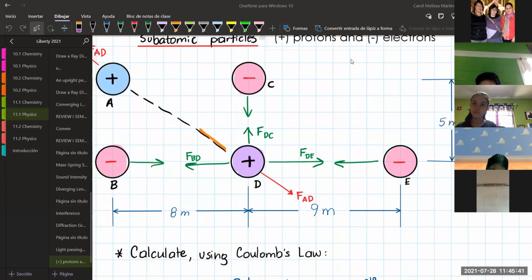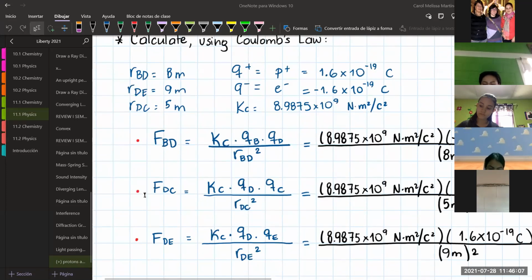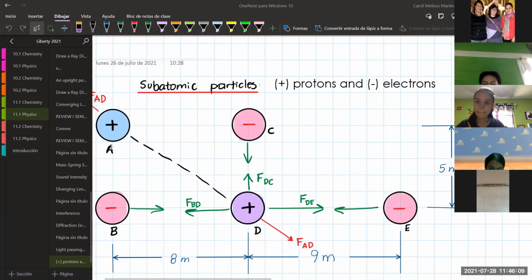So the kind of force that is occurring between A and D is a repulsion force. That's why this force is taking the particle D away from A. Okay, that's why you see the force acting in that way. Now, what happens here? According to Coulomb's law, I need to know the distance between the particles. I don't know the distance between A and D. Okay? I don't know the distance.